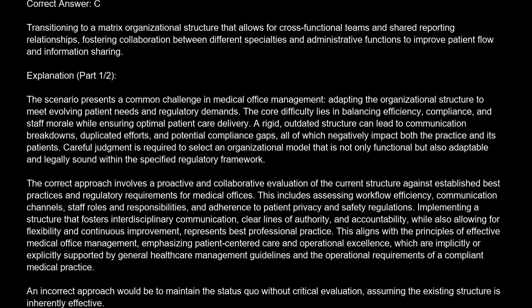The correct answer is C. Transitioning to a matrix organizational structure that allows for cross-functional teams and shared reporting relationships, fostering collaboration between different specialties and administrative functions to improve patient flow and information sharing. Explanation. The scenario presents a common challenge in medical office management, adapting the organizational structure to meet evolving patient needs and regulatory demands. The core difficulty lies in balancing efficiency, compliance, and staff morale while ensuring optimal patient care delivery.